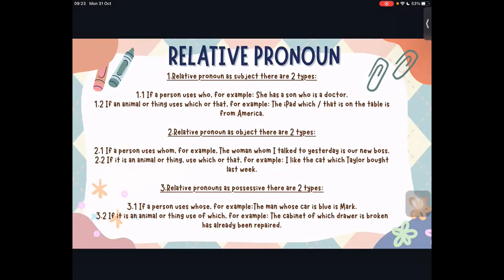For a relative pronoun as a subject, there are two types. First, if it is a person, use who, for example, she had a son who is a doctor. Second, if it is an animal or thing, use which or that, for example, the iPad which or the iPad that is on the table is from America.